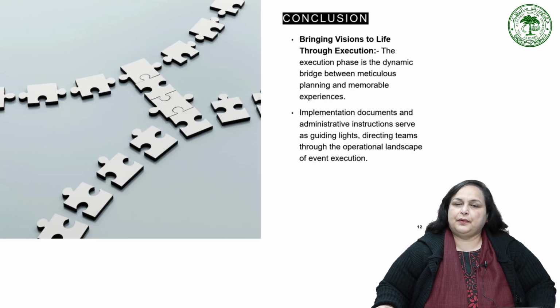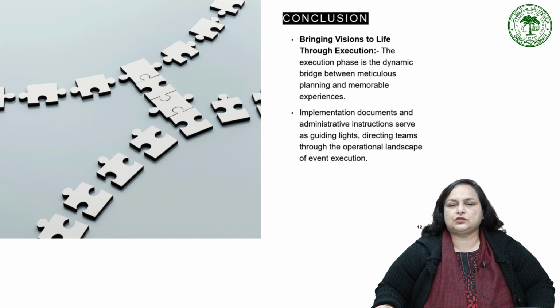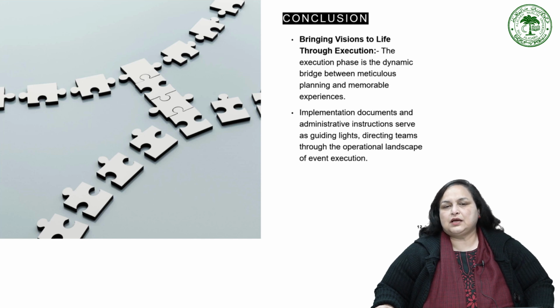Conclusion: bringing visions to life through execution. In conclusion, the execution phase of event planning is the dynamic bridge between meticulous planning and memorable experiences. Implementation documents and administrative instructions serve as guiding lights, directing teams through the operational landscape of event execution. Event schedules, logistical plans, team assignments, and emergency protocols form the backbone of a well-orchestrated event.